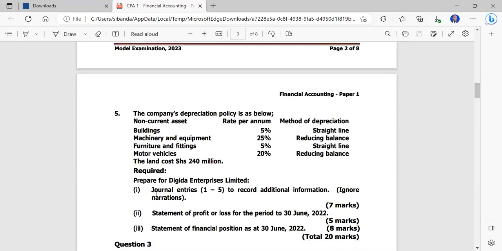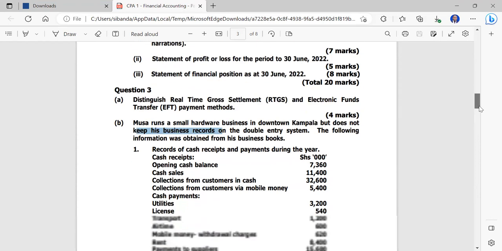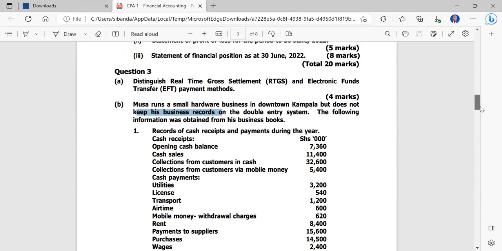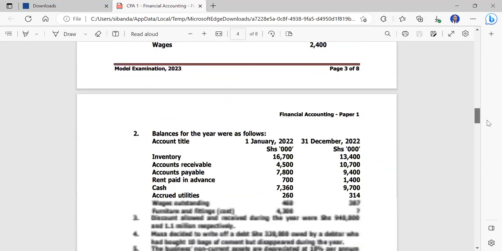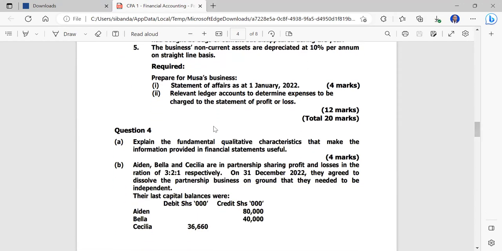Second question is to distinguish between RTGS and electronic funds transfer. And then they are giving us records here. This is receipts and payments. This is for a not-for-profit. And then they are giving us: explain the qualitative characteristics that make the information provided in the financial statements useful.